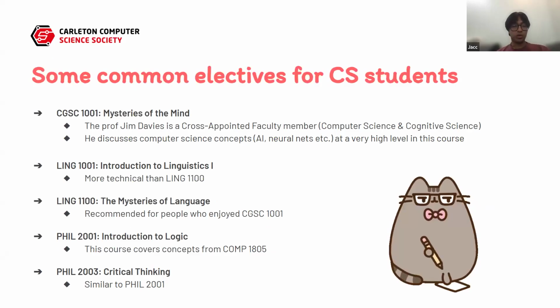Still, if you want some recommendations for what electives are common for CS students, we've listed a few of them here. Cognitive science: the Intro to Cognitive Science course is pretty popular, and it has some concepts that are discussed at a pretty high level. And the professor for it is pretty good, pretty interesting as well. Some of the linguistics courses are also somewhat relevant, especially when it comes to natural language processing, which is related to the AI and ML field.